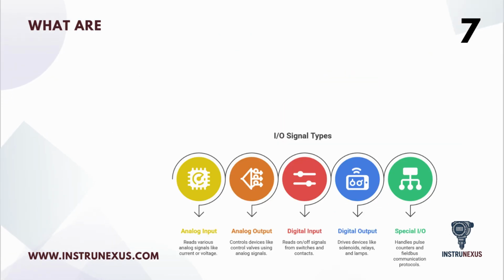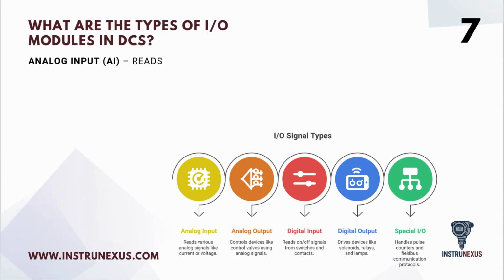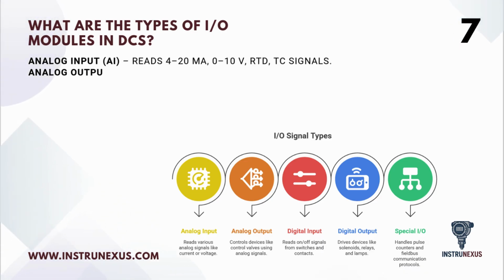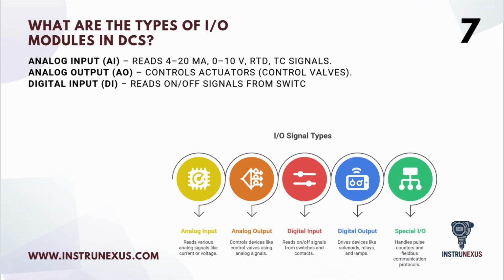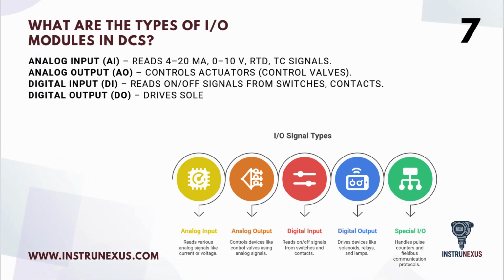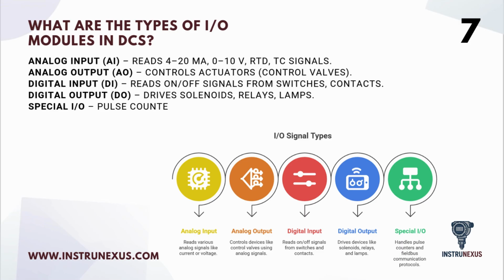What are the types of I/O modules in DCS? Analog input, AI, reads 4 to 20 mA, 0 to 10 V, RTD, TC signals. Analog output, AO, controls actuators, control valves. Digital input, DI, reads on/off signals from switches, contacts. Digital output, DO, drives solenoids, relays, lamps. Special I/O, pulse counters, HART, Profibus, Foundation Field Bus.